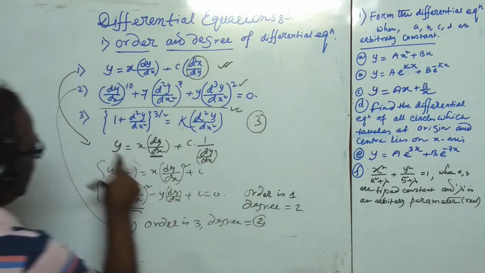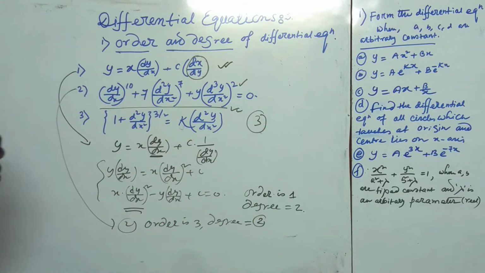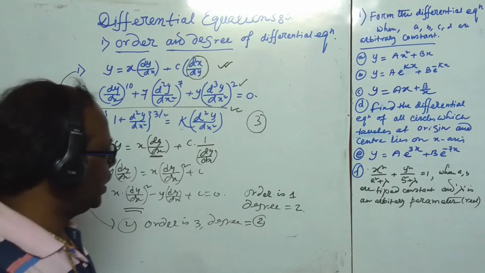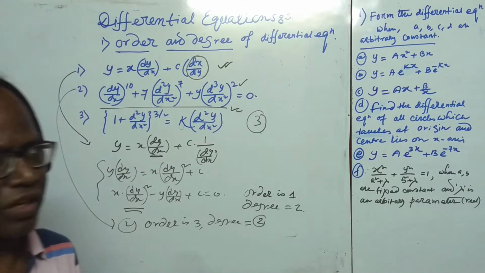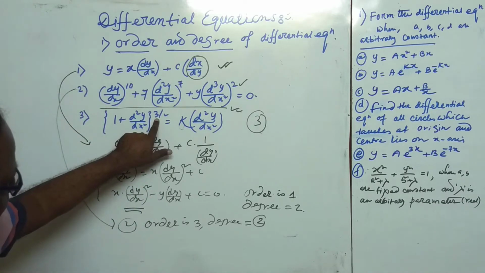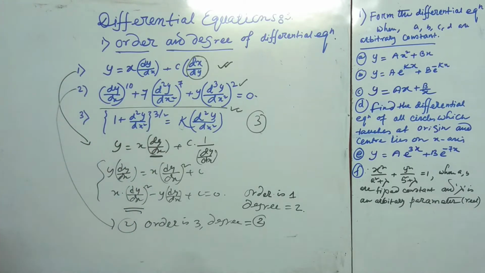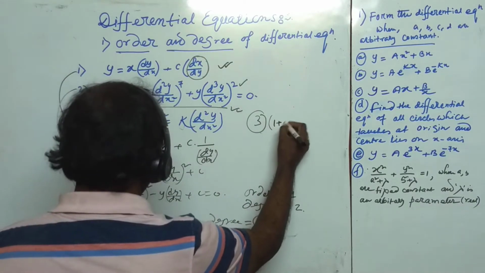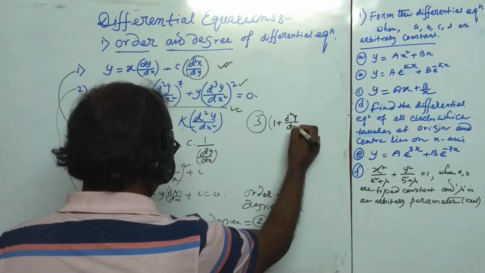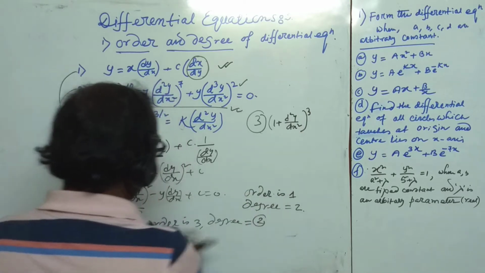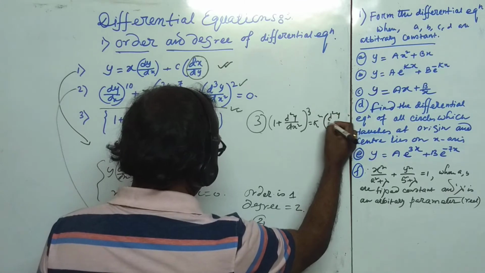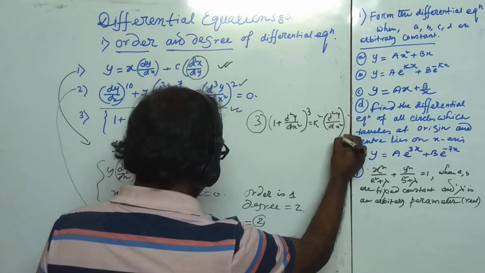See, 1 plus (d2y by dx2) whole to the power 3 by 2 equals k into d2y by dx2. Again, repeat: the order and degree are always positive integers, not a fraction. So see, the degree is a fraction. So that's why we square both sides. Okay, 1 plus (d2y by dx2) whole square, we get cube here, equals k square and (d2y by dx2) whole to the power 2.